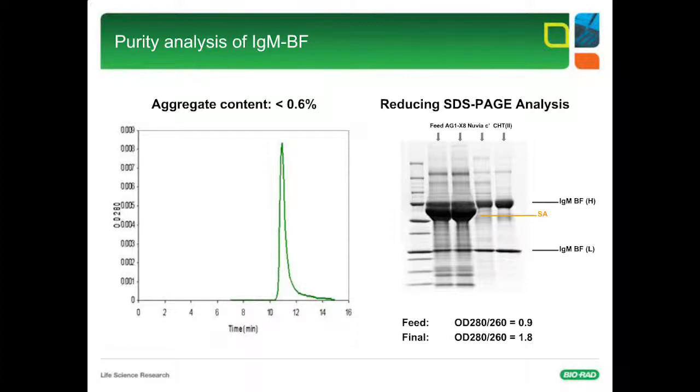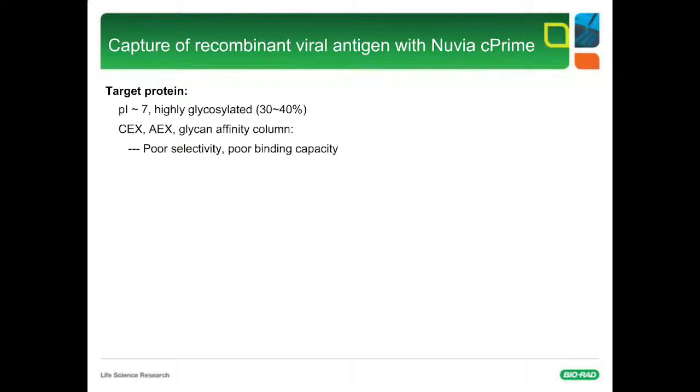And now I want to switch gears to another important class of molecules, the recombinant viral antigens. This recombinant viral antigen is also heavily glycosylated. It's not really bound by cation exchanger or anion exchanger, and we've also tried a glycan affinity column, which gave very poor selectivity and poor binding capacity. However, if we reduce the pH of the culture harvest to pH 5, we found the target molecule is bound.